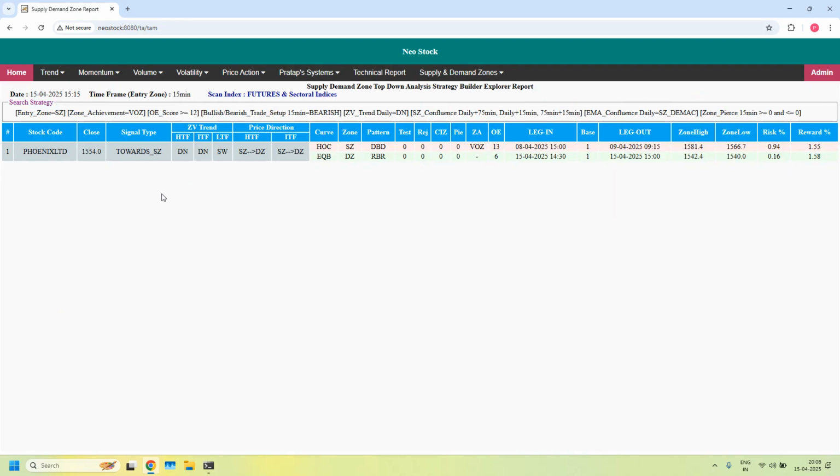So one stock is filtered. This 15 minute supply zone has a higher probability of success compared to the others. This is how we can understand it. So this is a daily income trade. And next we will look into hourly income trade supported stocks.